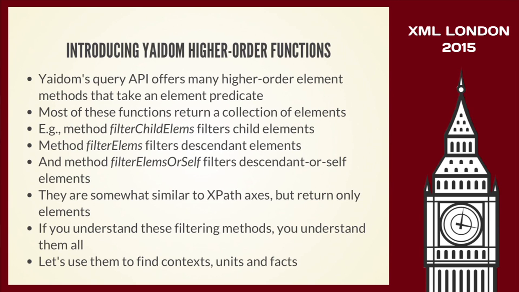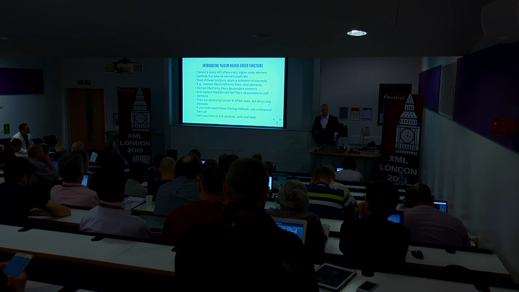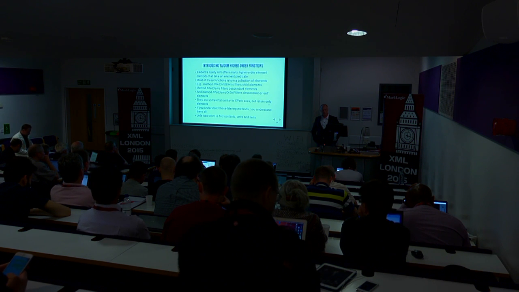Many query API methods of yaidom are indeed higher order functions that typically take an element predicate. Most of these higher order functions return a collection of elements. They operate on one element and they return a collection of elements. For example, filter child elements, filter elements or filter descendant or filter elements or self. Well, filter child elements, of course, filters child elements. Filter elements filters descendant elements, and filter elements or self filters descendant or self elements. So the name descendant is left out from the method names.